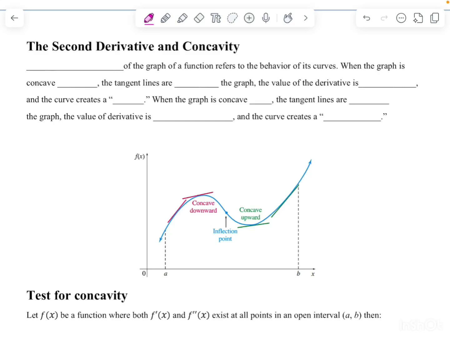Hello class, in this video, I'll be introducing concavity and inflection points. Let's begin. The concavity of the graph of a function refers to the behavior of its curves.